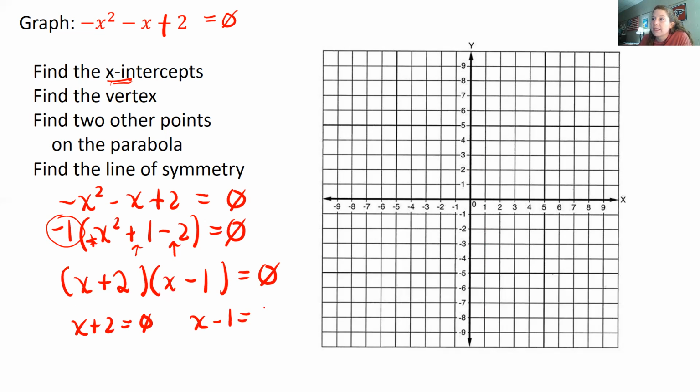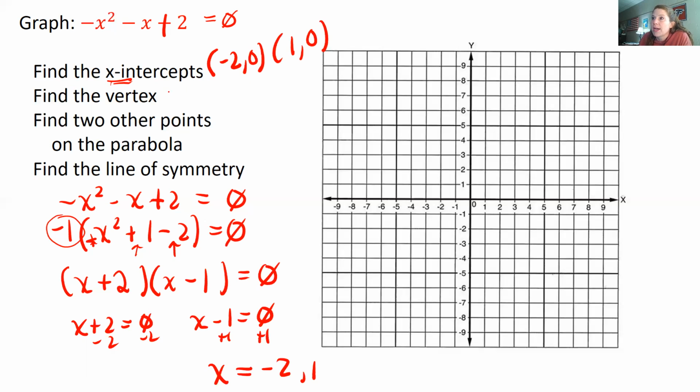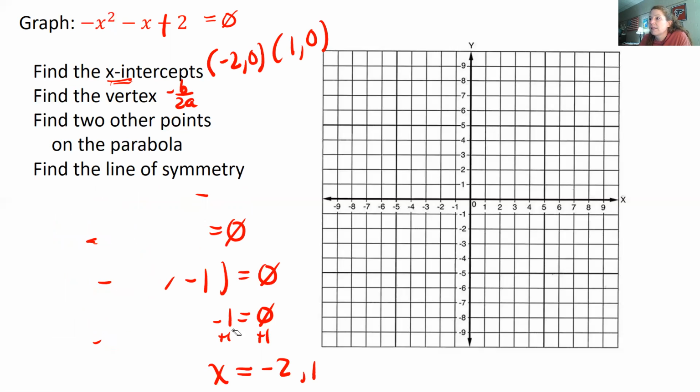Anywho, when we set these equal to 0 and we solve for x, we get 2 values. X is equal to negative 2 and positive 1. So those are the x values of our x-intercepts. And of course, y must equal 0. There we go. All right, y'all remember how to find the vertex, negative b over 2a? Hopefully you do. Let me get rid of all the stuff on the bottom.